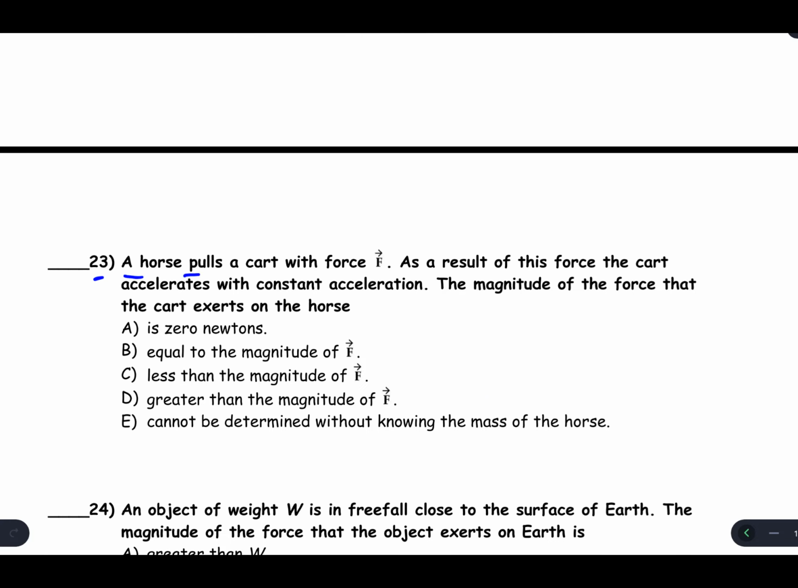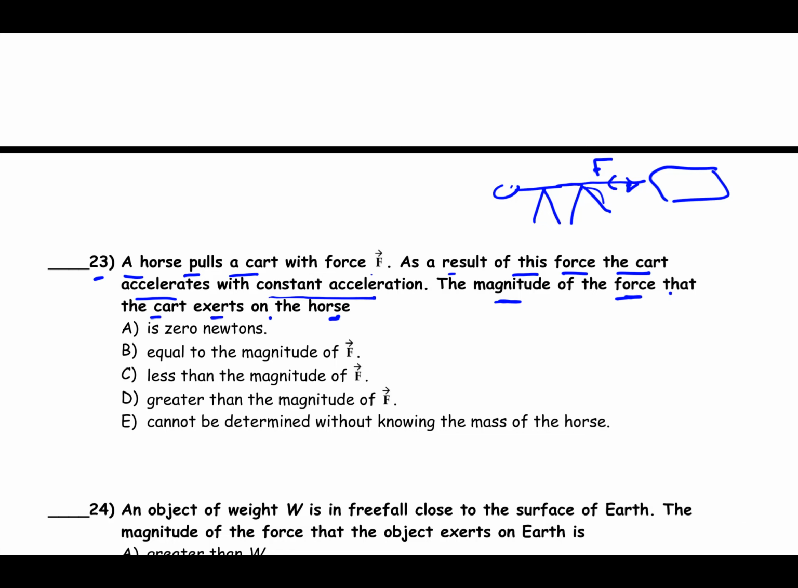A horse pulls on a cart. This is the horse, sorry about the drawing, and this is the cart, with force F. As a result of this force, the cart accelerates with constant acceleration. The magnitude of the force that the cart exerts on the horse: for any action, there is an equal and opposite reaction, guys. So it is equal to the magnitude of F. So the answer is B.